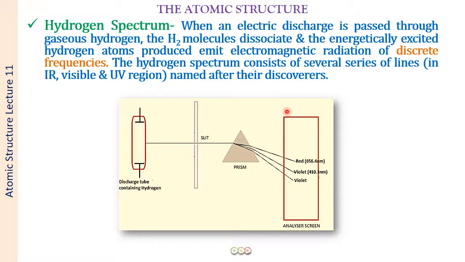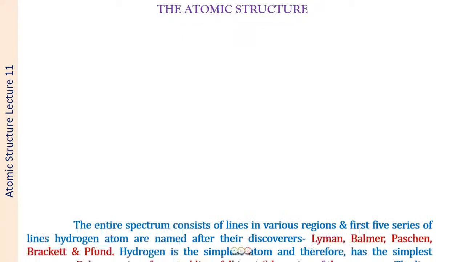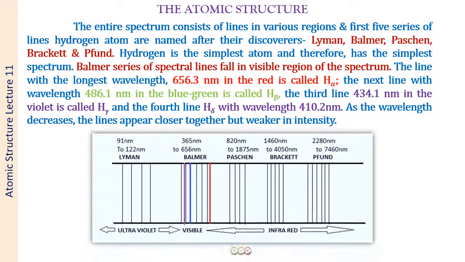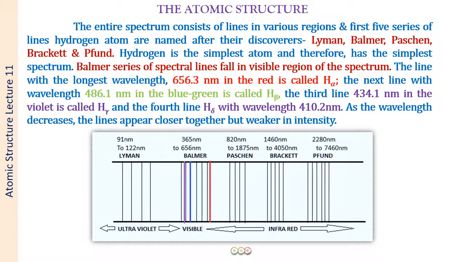Right? The visible you will be able to see on the spectrograph, but for the infrared and the UV, there have to be certain special techniques to visualize them. And these series have been named after their discoverers. So here we have the first 5 series of the hydrogen atom spectrum.